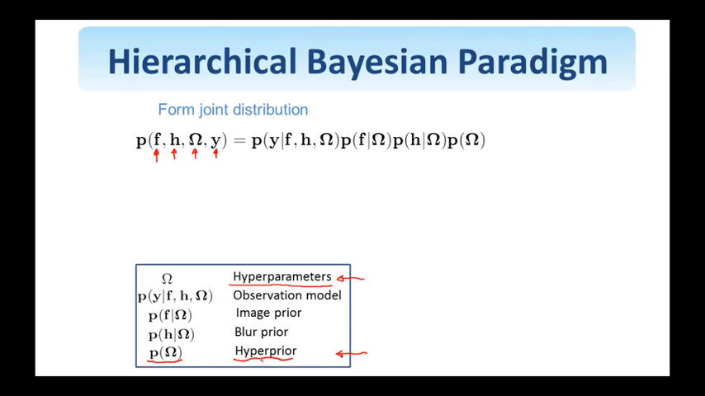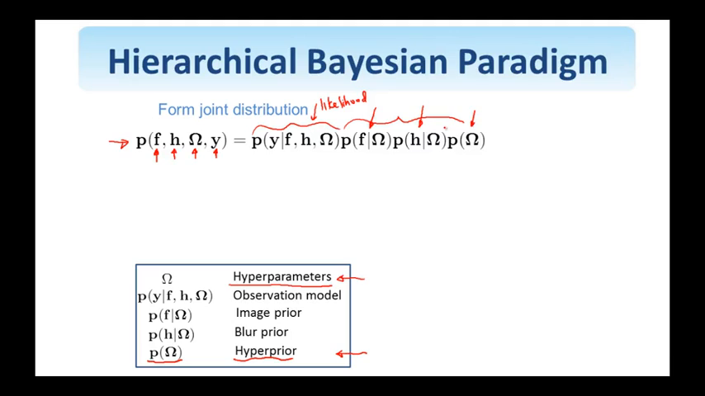So, according to the product rule of probability, we have that this joint equals the likelihood function times the prior knowledge we bring into the problem. And the prior consists of a prior on the original image F, a prior on the unknown impulse response of the degradation system H, and the prior on the hyperparameters.